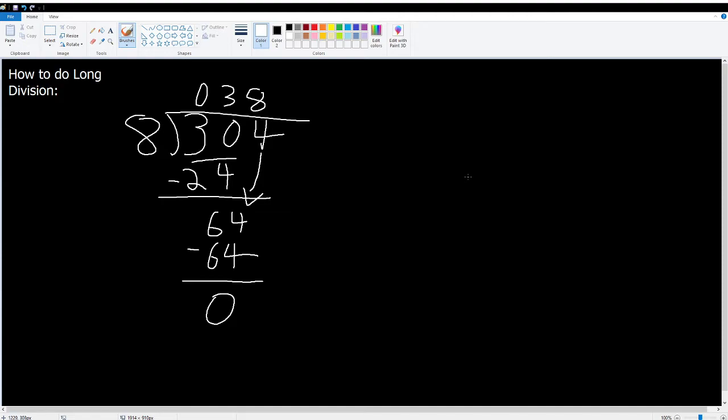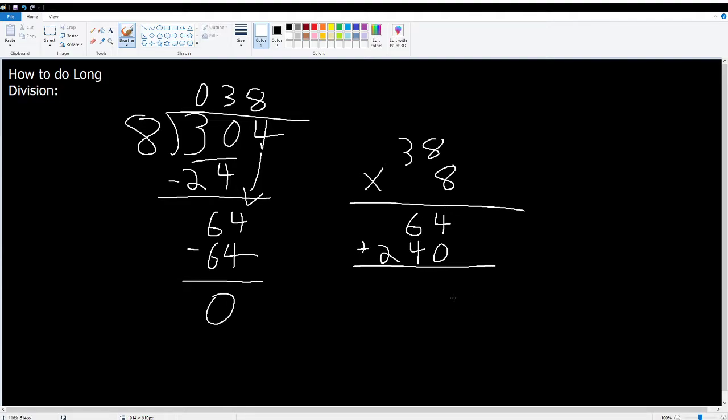Anytime you do these long division problems, it's always a good idea to check your work. To check my work, I would do 8 times 38. 8 times 8 is 64, and 8 times 30 is 240. I would add them, and as you can see, we get back the answer 304.